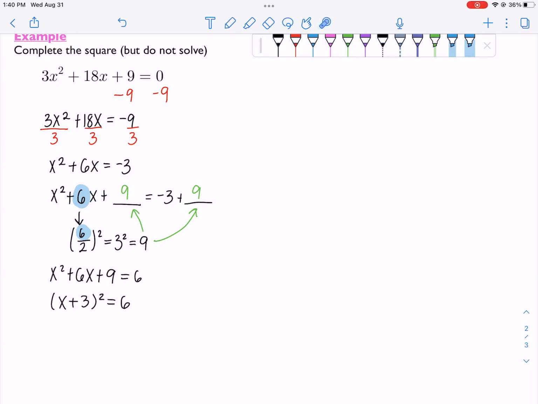We could go further than that and solve this by taking the square root on both sides. However, we're really looking at completing the square right now in terms of circles, and since that skill isn't relevant when it comes to circles, I'm not going to go any further. All right, so coming up next is info on circles.